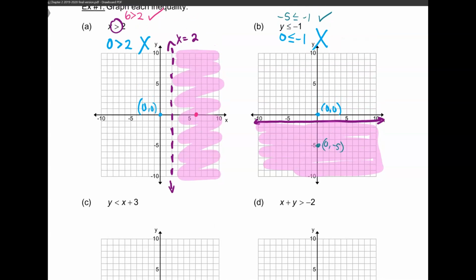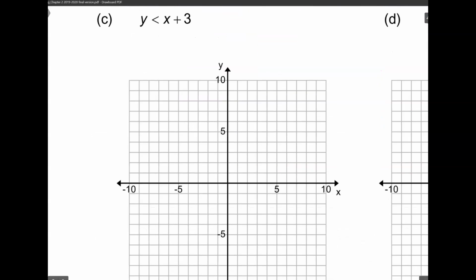Do I need to pause so you can draw this a little better? Okay. So you just shade, nice and light.